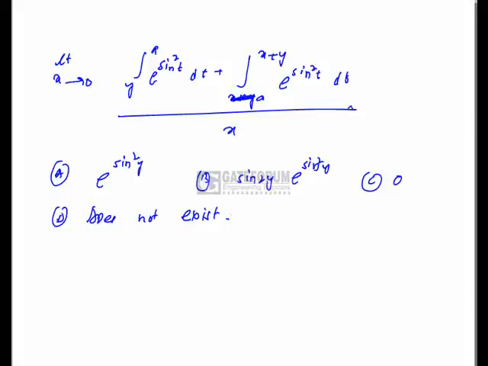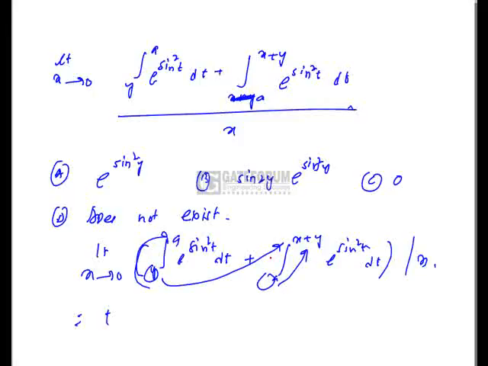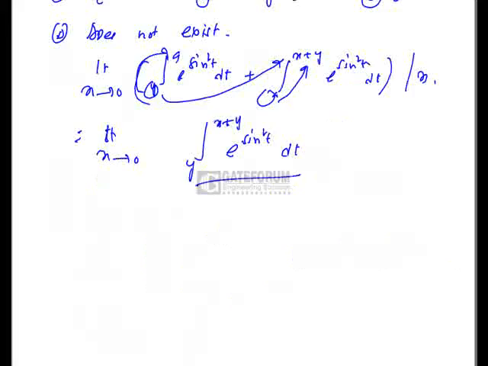Next problem, we have to find the limit of the integral from y to a of e power sine square t dt plus the integral from a to x plus y of e power sine square t dt, divided by x. Now as the limits are from y to a and a to x plus y, I can write it as y to x plus y. So this can be written as the limit as x tends to 0 of the integral over y to x plus y of e power sine square t dt, divided by x.